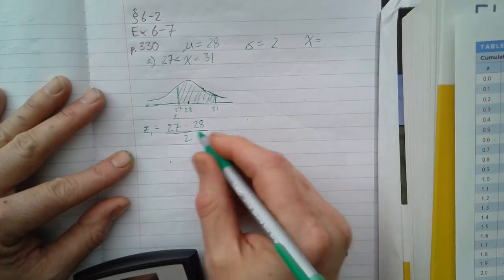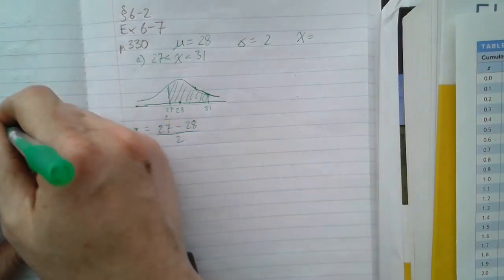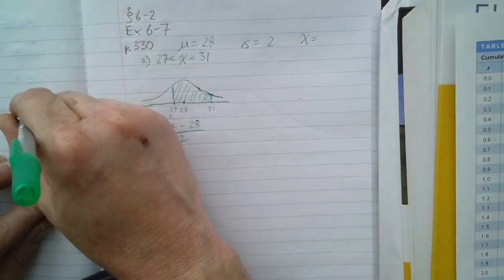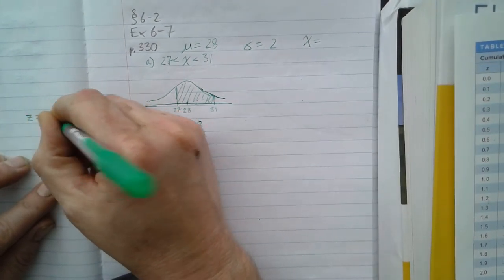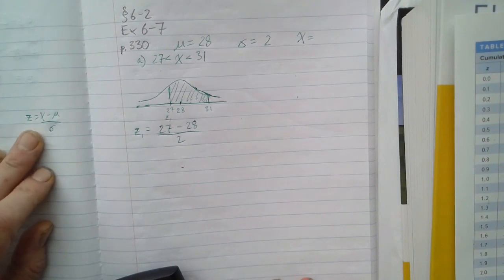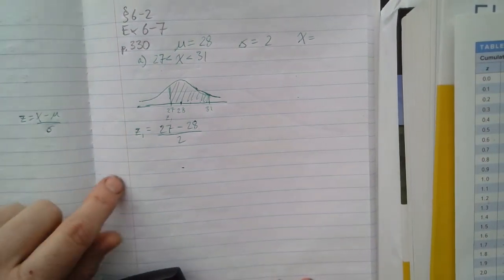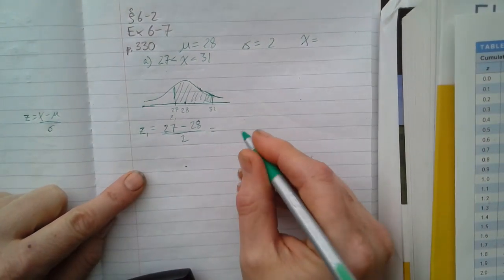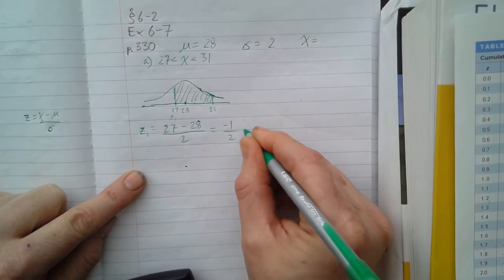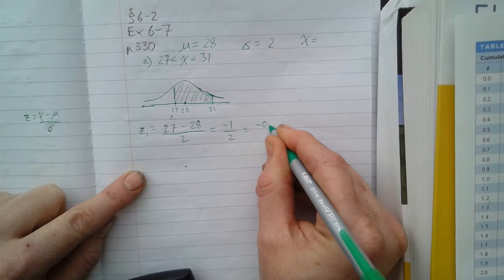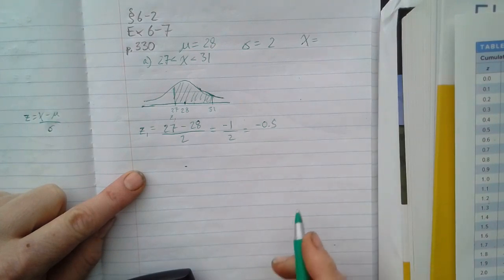Oh, I'm sorry. Remember, we have to write down z equals x minus mu, all divided by sigma, every single time we are using that formula. I forgot this time. So that becomes negative 1 divided by 2, which is negative 0.5.